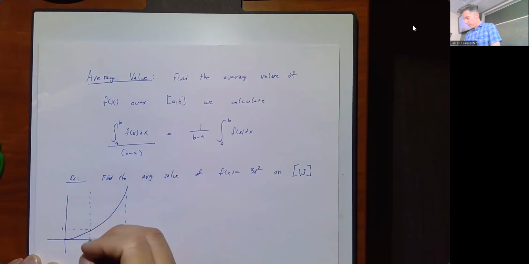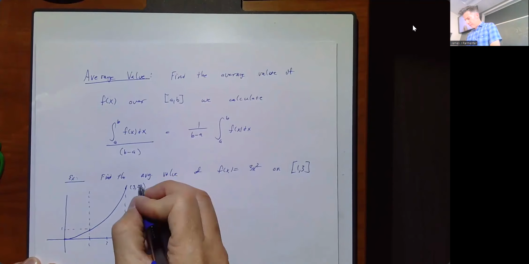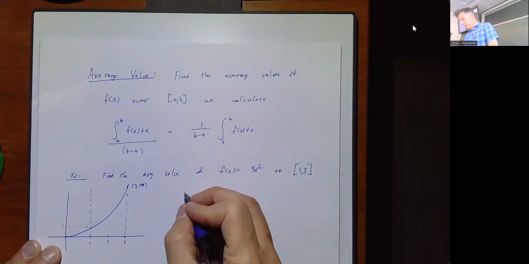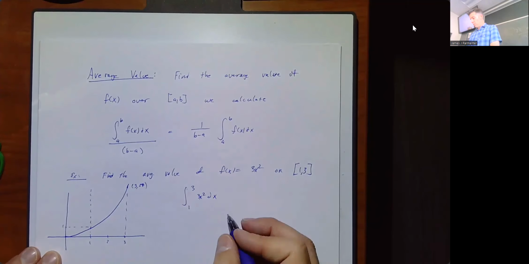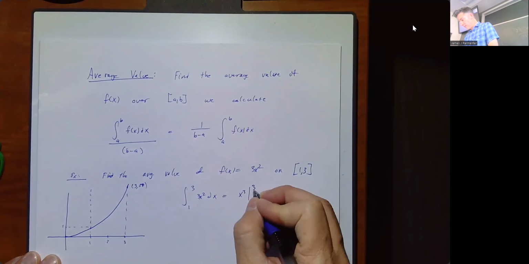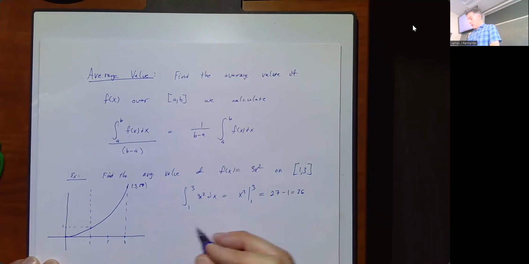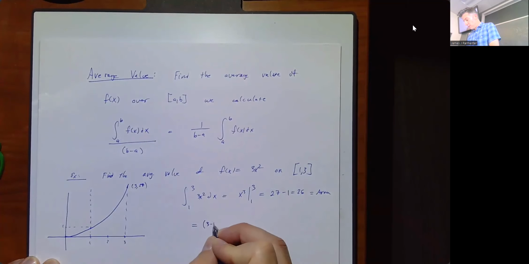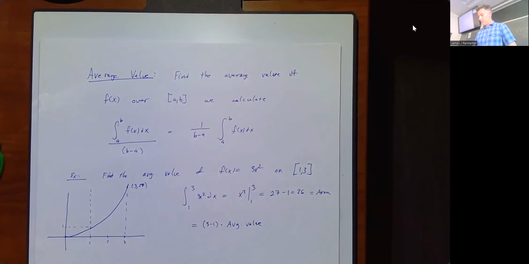So here, to find the average value, we're going to find the integral from 1 to 3 of 3x squared. And let's actually write that as the area. That's equal to x cubed from 1 to 3, which is 27 minus 1, which is 26. That's the area, which is equal to the b minus a value times the average value.